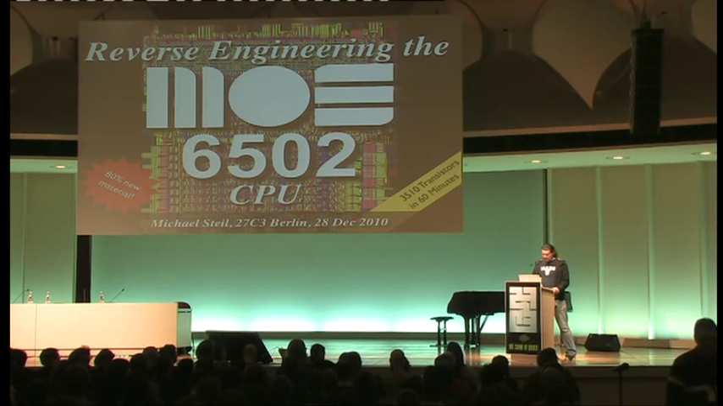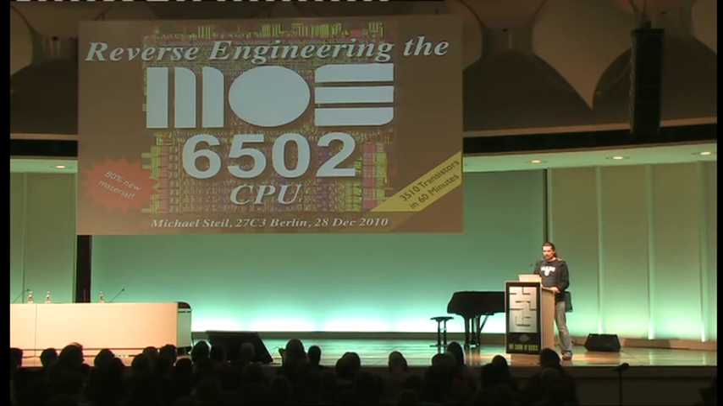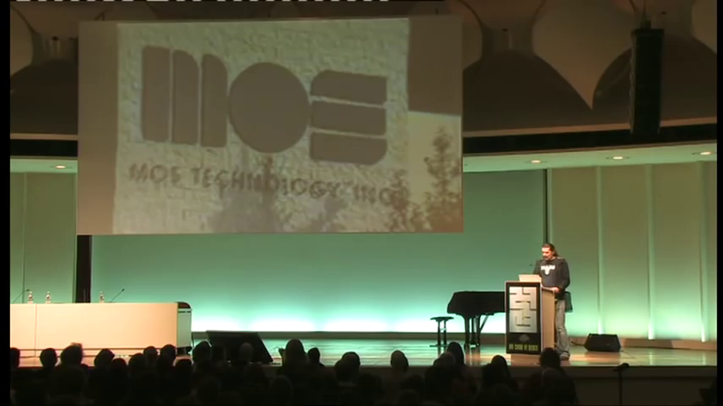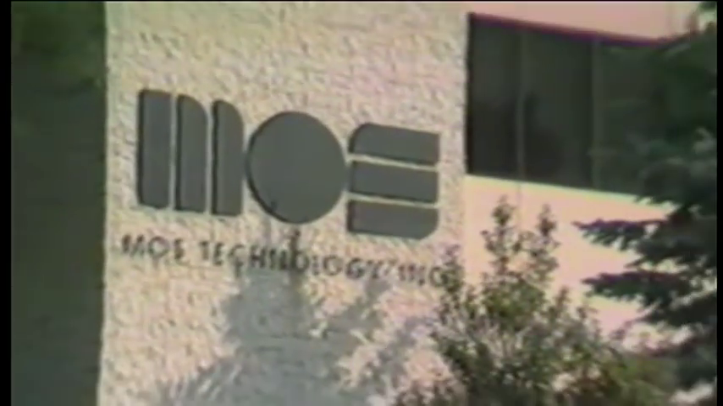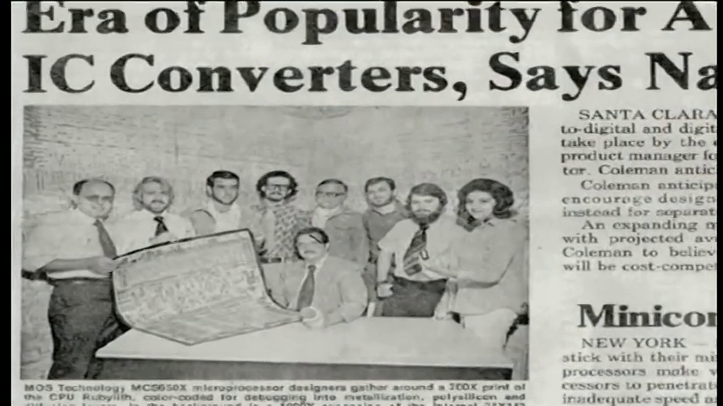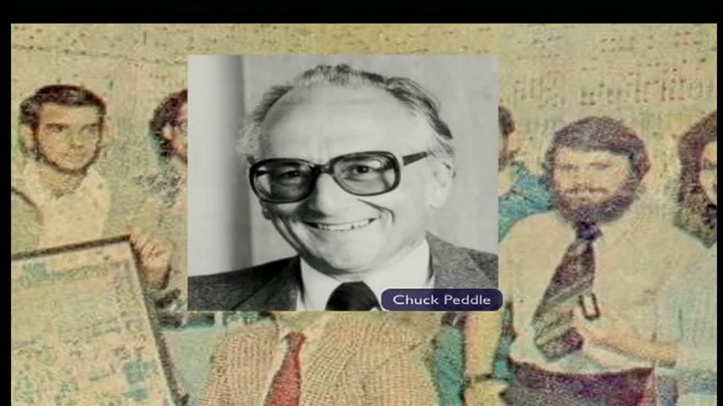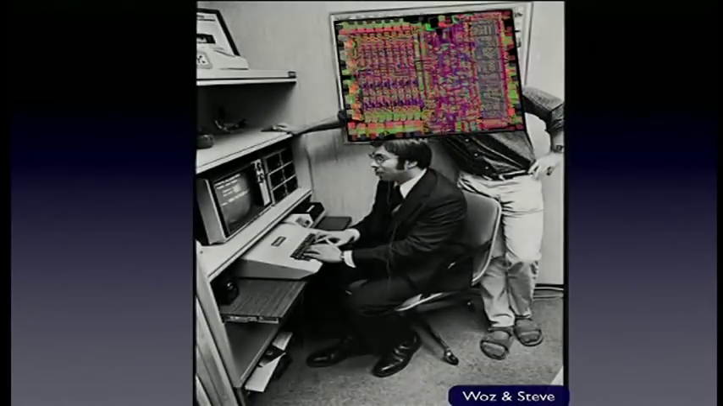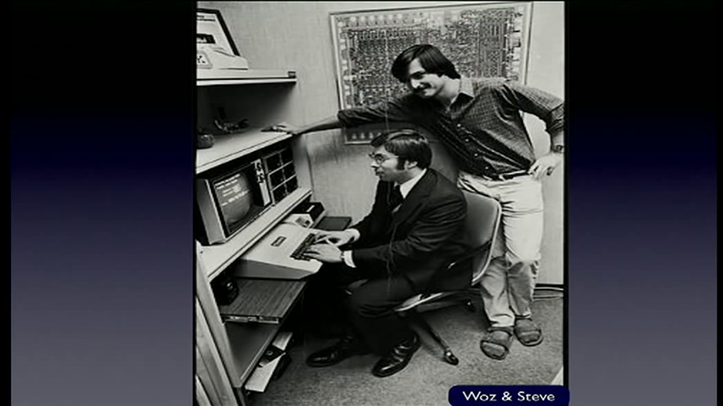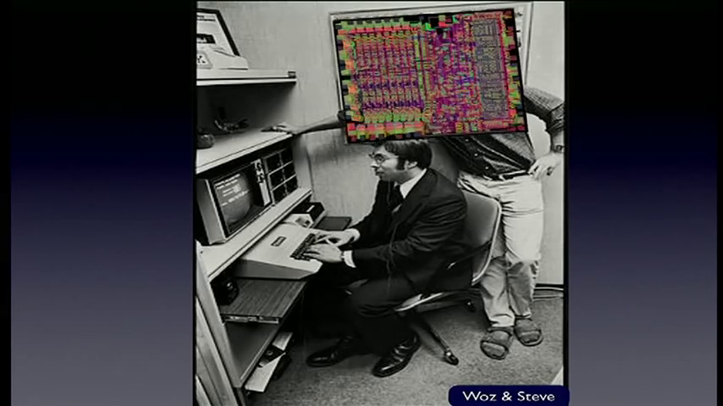So for all those who don't know about the history of the 6502, there was this company, MOS, which was founded in 1974, all by people who quit Motorola, who had been working on the 6800. This team was based around Chuck Peddle, who led the team. And in 1975, they introduced the 6502 on the market. And it was used in many computers, like you can see Steve Jobs and Steve Wozniak here. It was a very popular CPU.